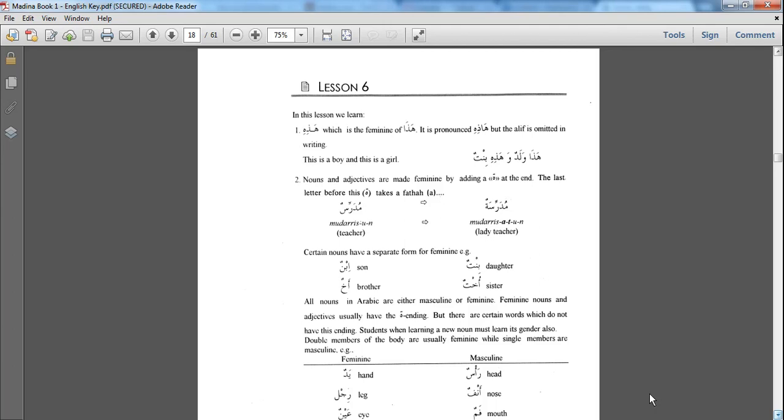Bismillah ar-Rahman ar-Rahim. In this lesson, we're going to be discussing a few things, and let's go through them one by one. In this lesson, we learn first of all هذه, which is the feminine of هذا.